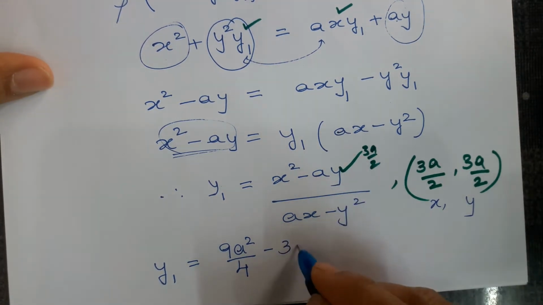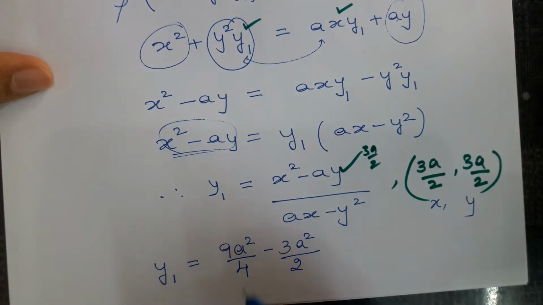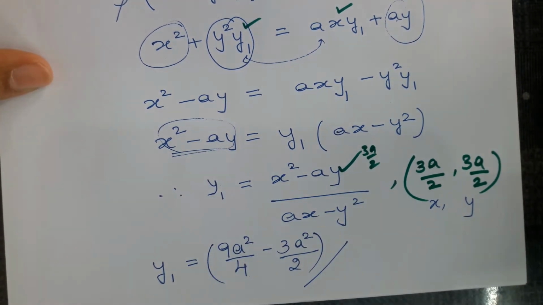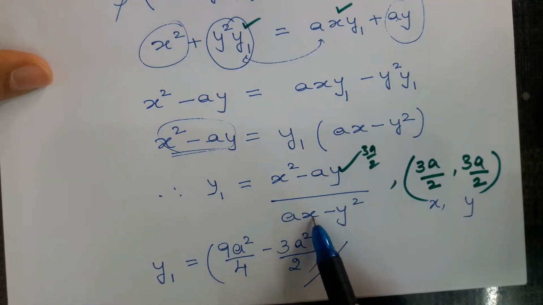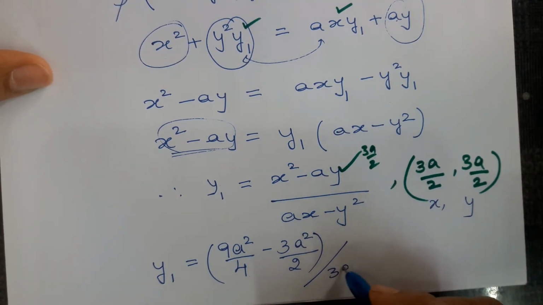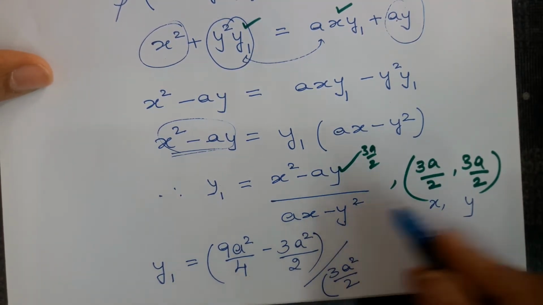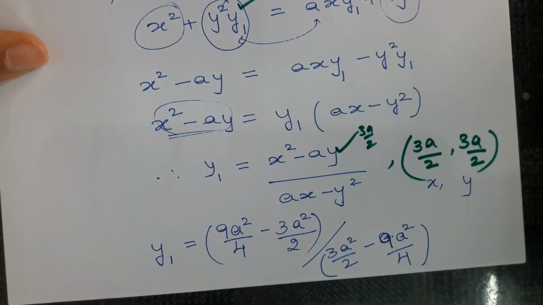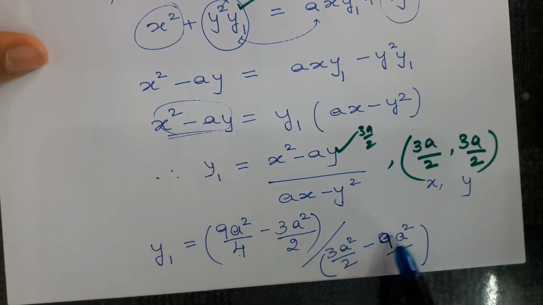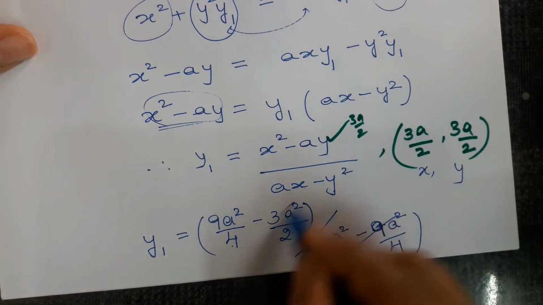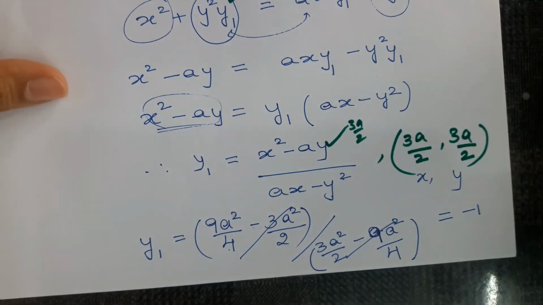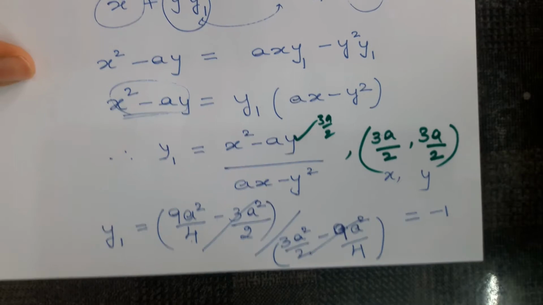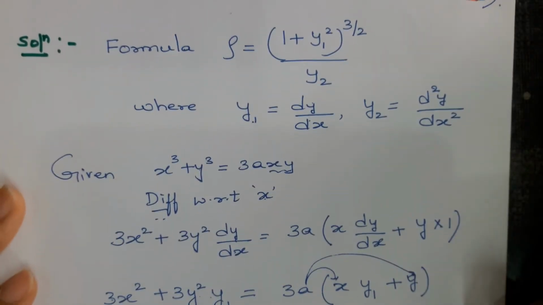Multiplying by a, 3a square by 2. So this is the numerator, divided by the denominator ax minus y square. X is 3a by 2, so 3a square by 2. Y square is 3a by 2 whole square, that is 9a square by 4. So 9a square by 4 minus 3a square by 2, divided by 3a square by 2 minus 9a square by 4. Now if you cancel, you will get minus 1. So the y1 value is minus 1.